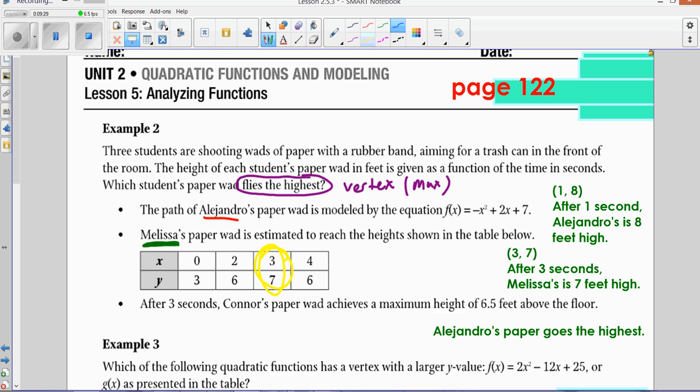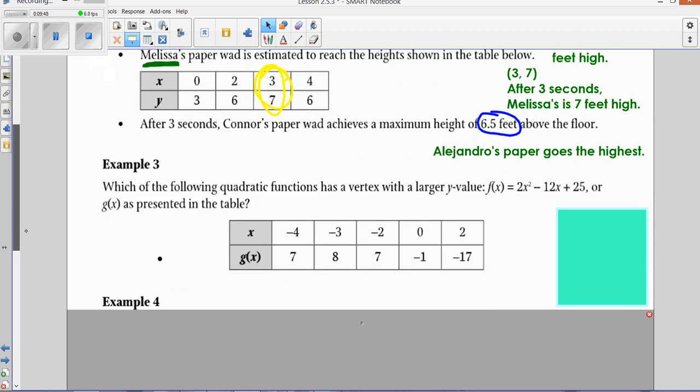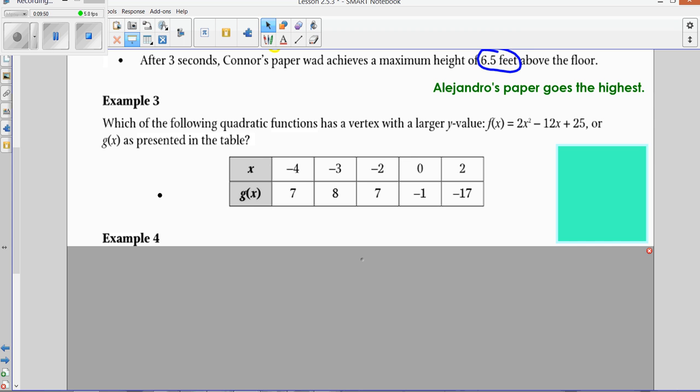And actually, I just see it right now. After 3 seconds, it says Connor's paper wad achieves a maximum height of 6.5 feet. So that was actually another one who was in the mix, but his only went 6 feet high. So he was actually the lowest height of the paper wad. He wasn't even in the mix here. But that's how you look at them. You're either going to use your calculator, or you can really just look at the table to calculate it. So that's example 2. Let's take a look at example 3 now.